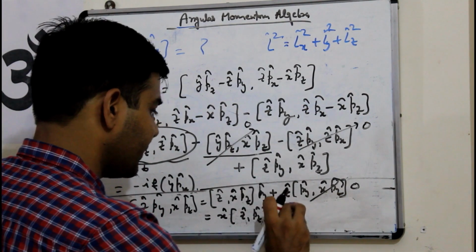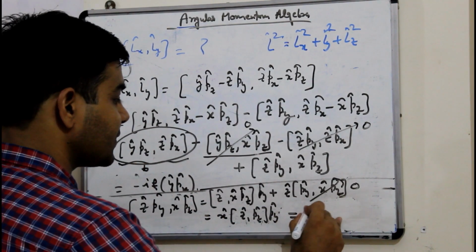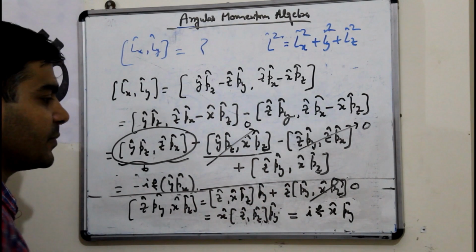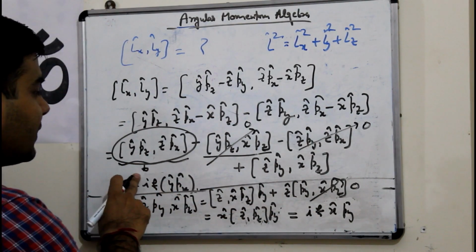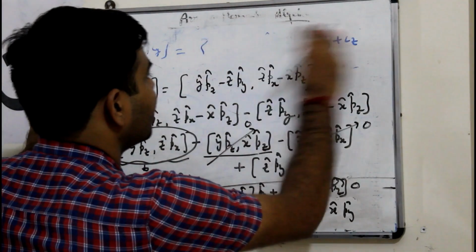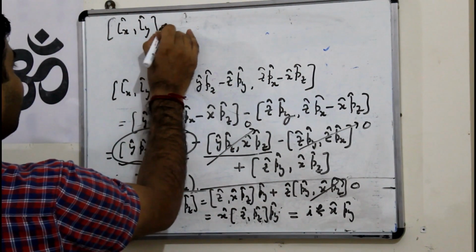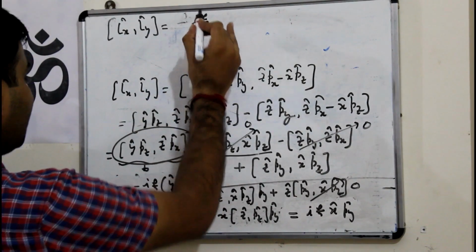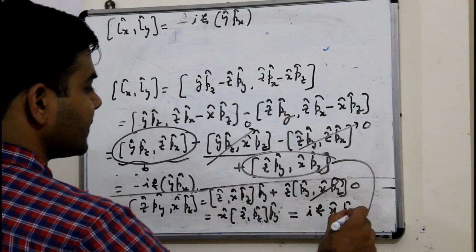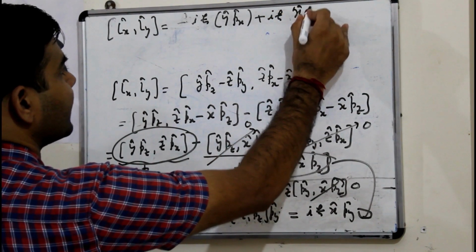So what I'm left with is the non-zero value, because z hat and p_z hat have a commutation relation, which is iħ. So x hat and p_y hat. The last bracket gave me a non-zero value, and the first bracket gives me a non-zero value. So overall, the left hand side, what we asked this commutator is equal to, we have actually obtained from the two expressions: minus iħ y hat p_x hat from the first commutator, and from the last one, plus iħ x hat p_y hat.